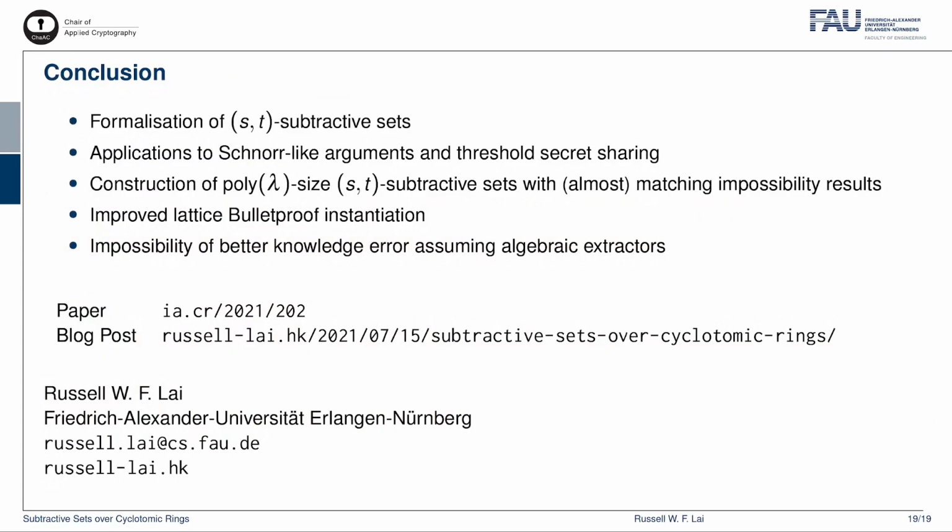To conclude, in this work we formalized the notion of ST subtractive sets, we applied them to Schnorr-like arguments and threshold secret sharing, we constructed polynomial-size ST subtractive sets over cyclotomic rings with almost matching impossibility results, we obtained improved lattice bulletproofs by instantiating the construction with better ST subtractive sets, and finally we showed that there's a trade-off between knowledge error and slack for Schnorr-like arguments.